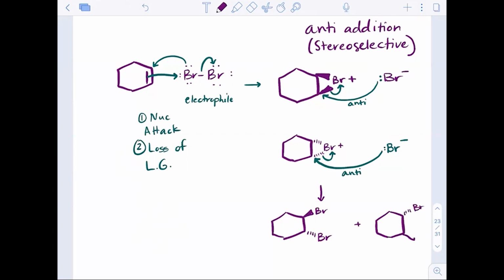So it's a good thing to start remembering that bridge again from oxymercuration, seeing that there is steric hindrance on the same side as the bridge. So we have to have an anti-addition with that 3rd nuke attack and loss of leaving group.